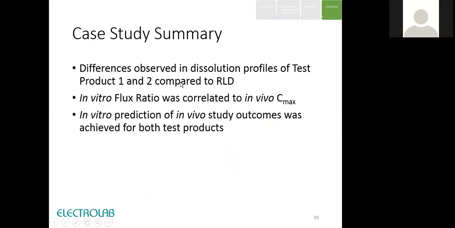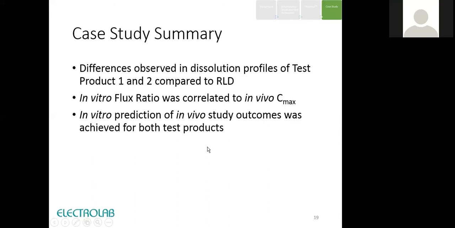So to summarize the findings of these case studies, first, we could observe differences between the dissolution profiles of test product 1 and 2 compared to the RLD. Test product 2 seemed to match more with the RLD. The in vitro flux ratio was correlated to the in vivo Cmax parameter, and in vitro prediction of in vivo study outcomes was achieved for both test products.